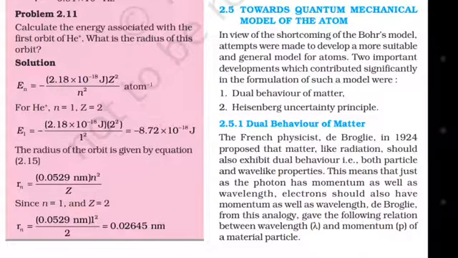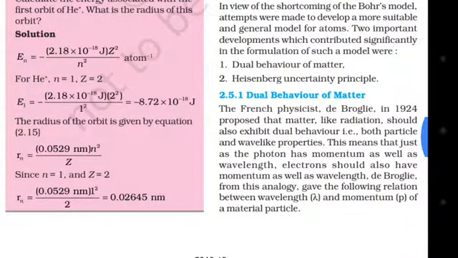In view of shortcomings of the Bohr model, attempts were made to develop a more suitable and general model for atom. Two important developments which contributed significantly in the formulation of such a model were: first, dual behavior of matter; second, Heisenberg uncertainty principle.